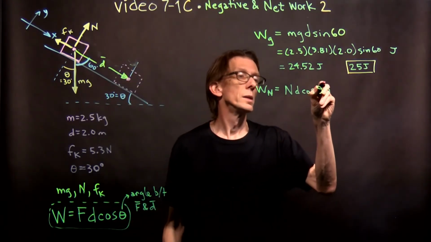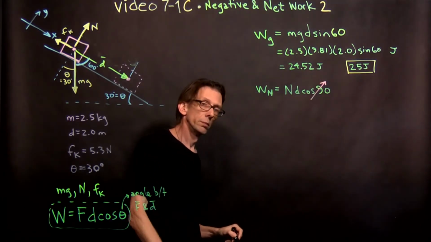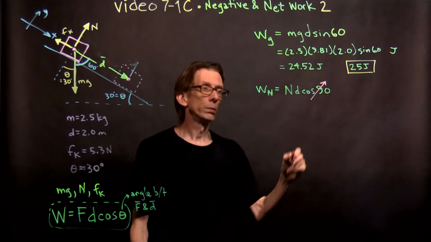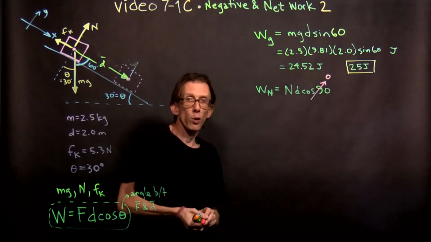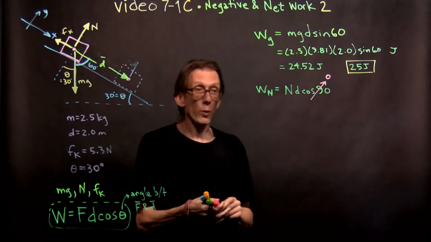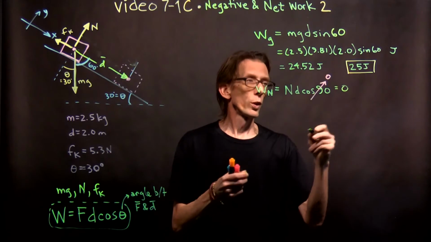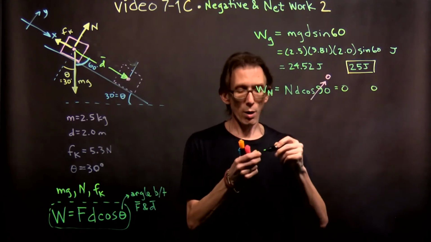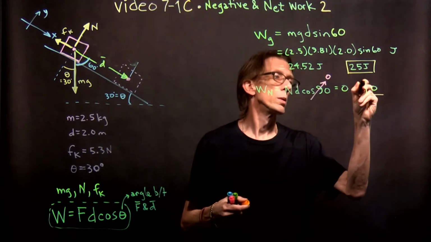Cosine of 90, you know what that is? 0, which is great because it really makes life simple. You don't have to know what the normal force is to know that the work done by it is equal to 0. So the work done by the normal force is 0. The normal force does no work.